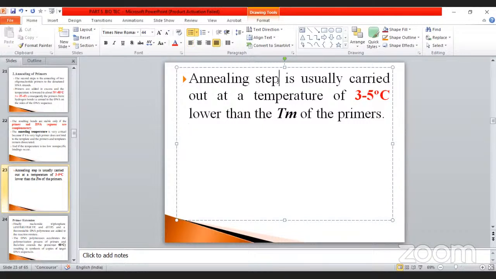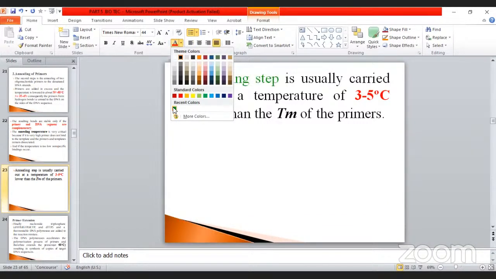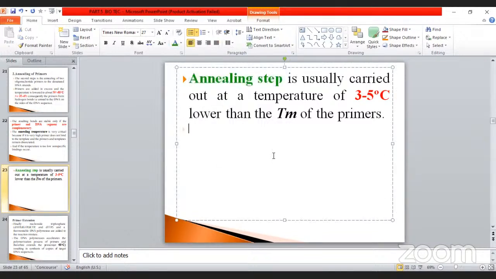The annealing step is usually carried out at this temperature. Just read the question carefully when you are attending the exam. Sometimes they ask the question like, the annealing process occurs within which temperature, or usually carried out at which temperature. Melting temperature: melting means the first letter M, temperature means T. That is the actual word or letter, isn't it?